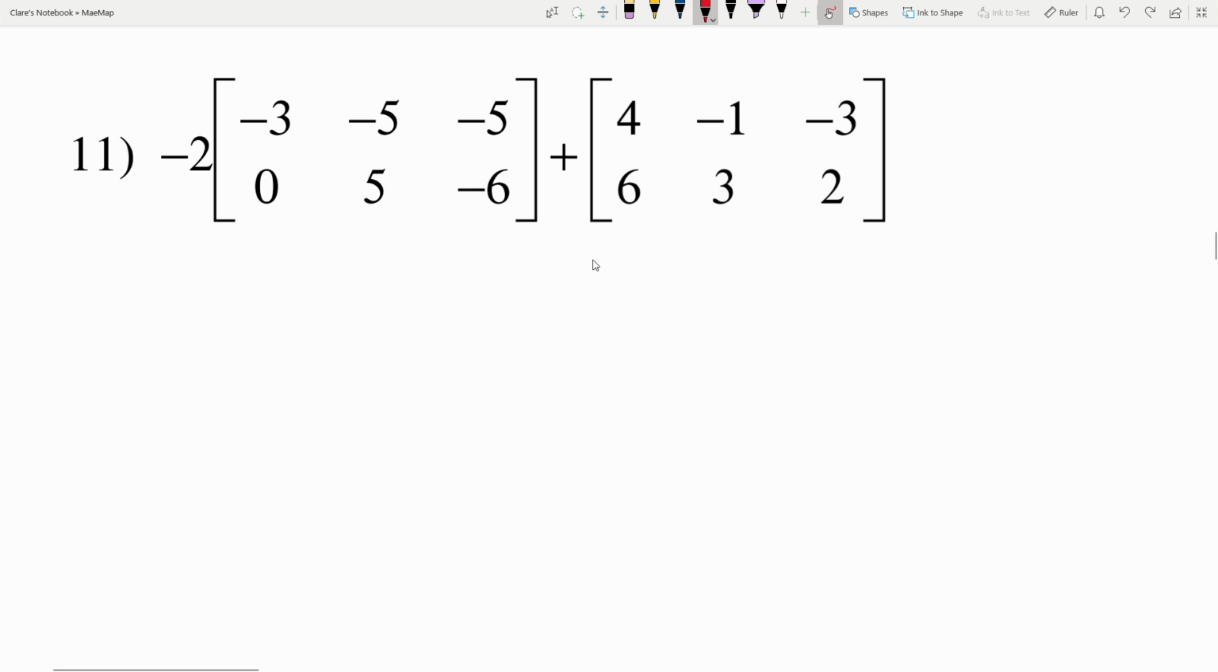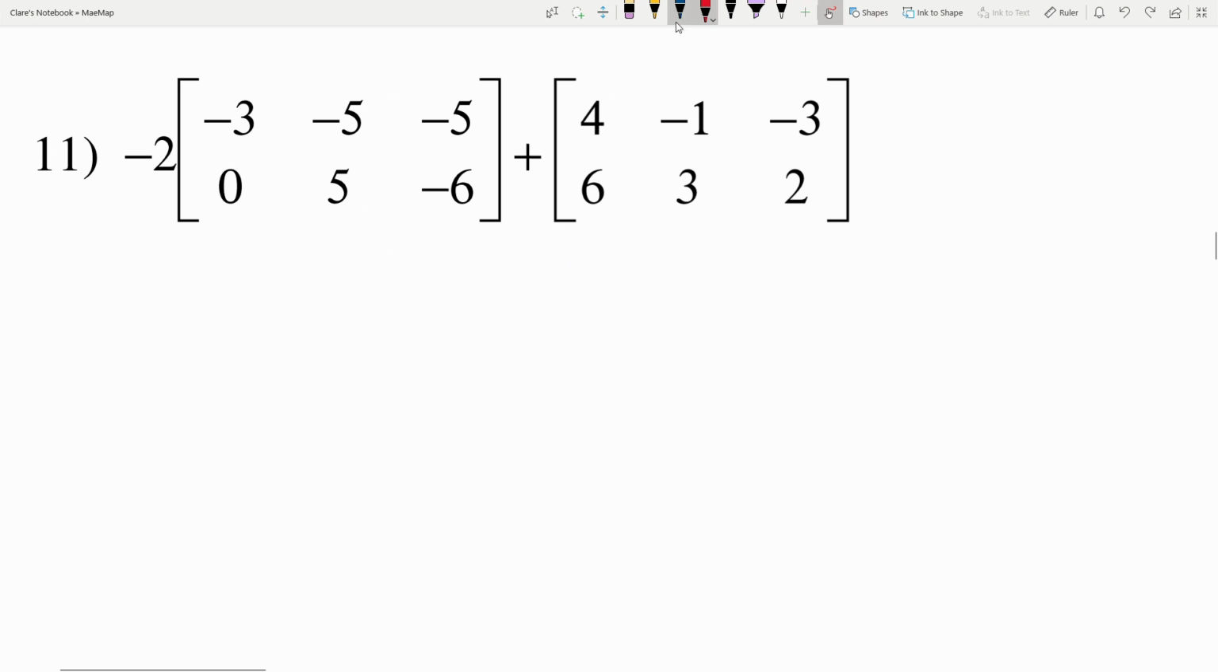Now for number 11, I'm going to scale the matrix first and then add. And remember, scaling doesn't change the size of the matrix. So I have a 2 by 3. After I scale it, it will still be a 2 by 3, and I can add a 2 by 3 to a 2 by 3. So let's scale this matrix.